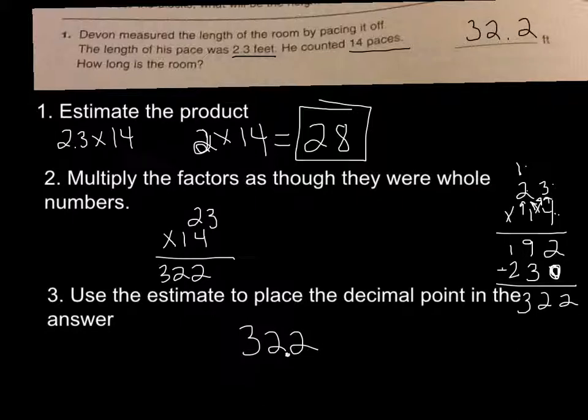Today you'll be doing more problems using these 3 important steps. So again, first you're going to estimate the product, then you're going to multiply the factors as though they were whole numbers, and finally you're going to use your estimate to place the decimal point in the answer.